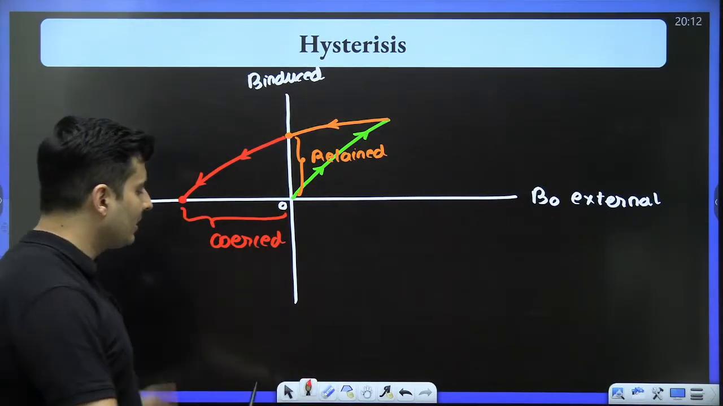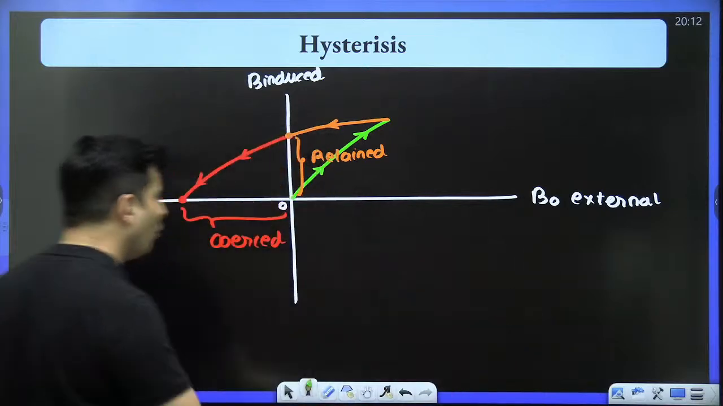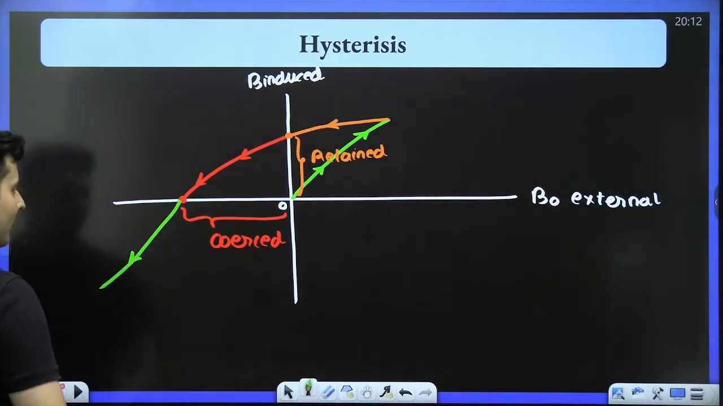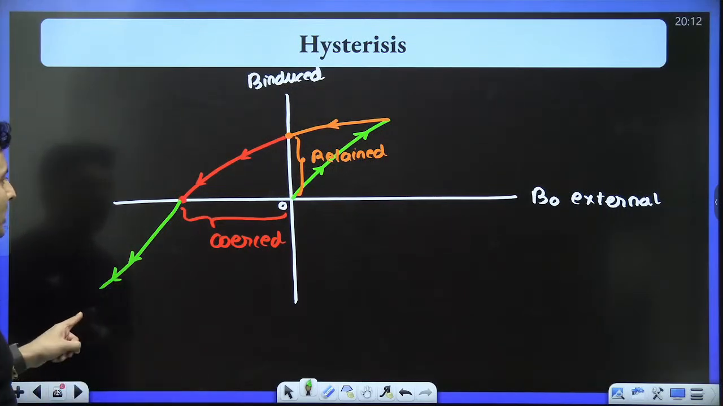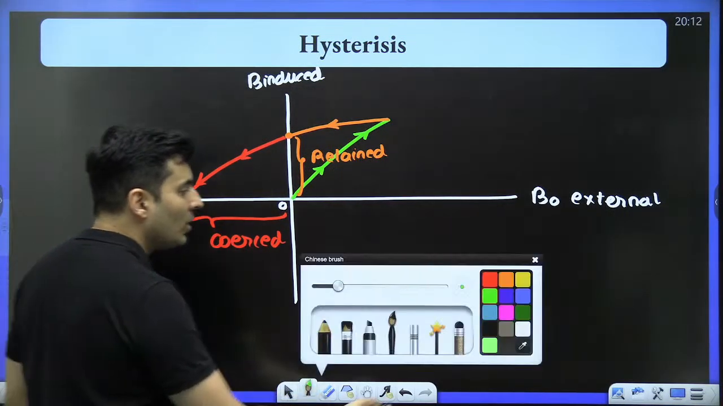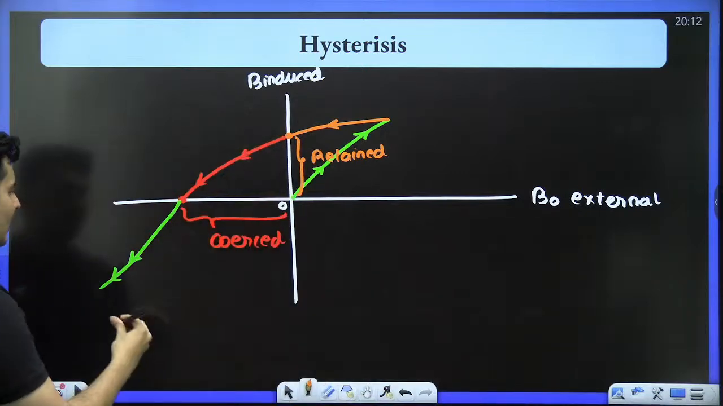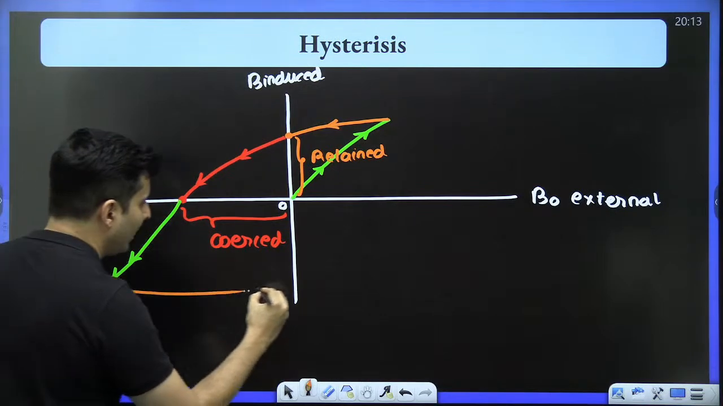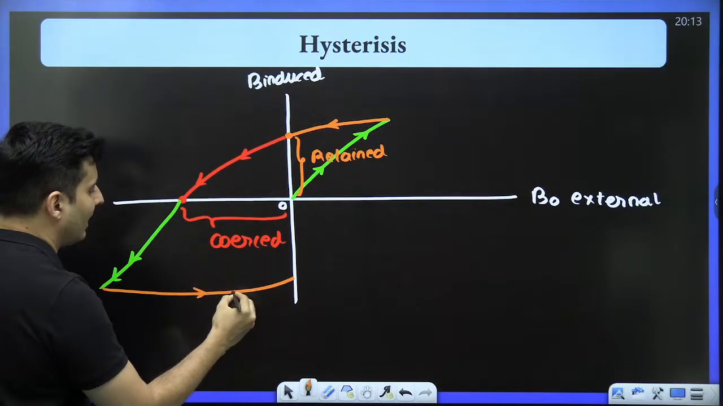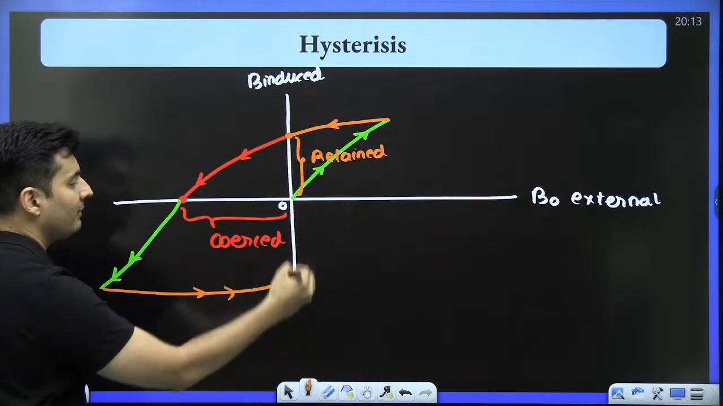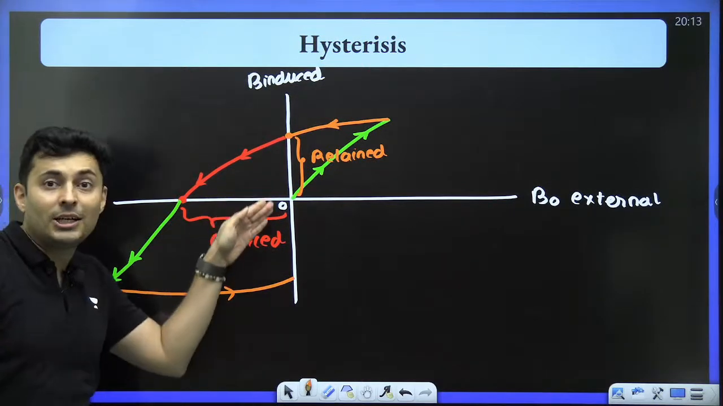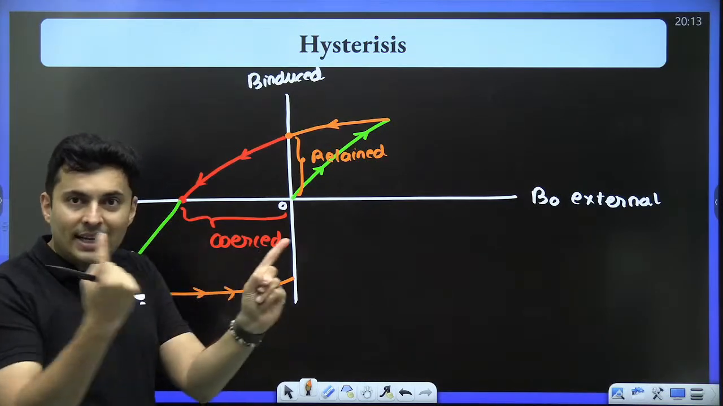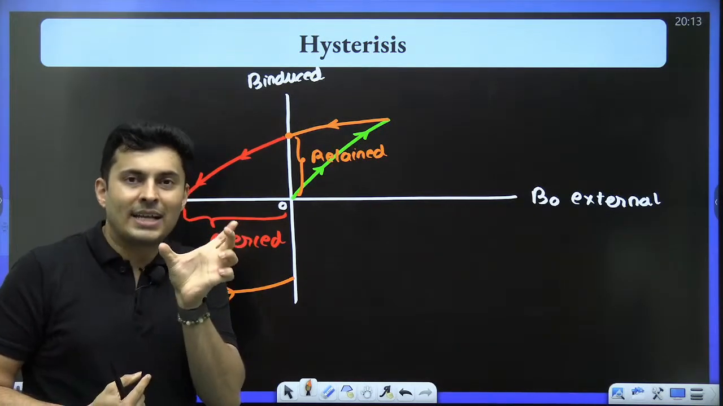Now if you want, you can again magnetize it, but you magnetize it in the opposite direction by applying more negative field. So you magnetize it further, it becomes more magnetized, but in the opposite direction. Then what do you do? You say, okay, let me remove that external field, because it has got magnetized in the opposite direction. So you remove it. Again, it will retain some value in the other direction, in the opposite direction. Now, the magnet has been reversed. It has retained some characteristics.